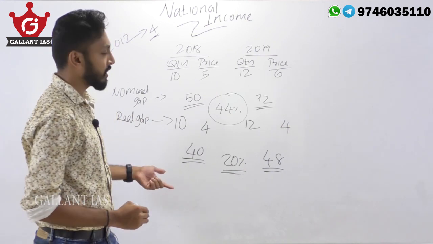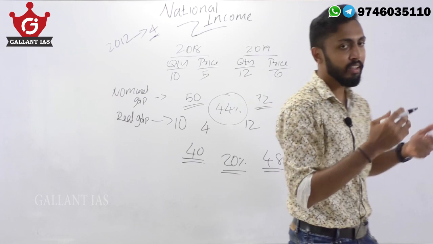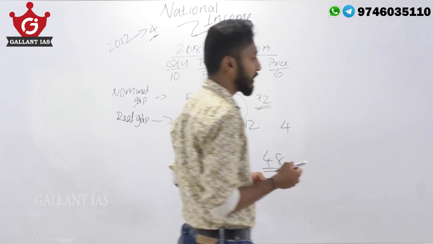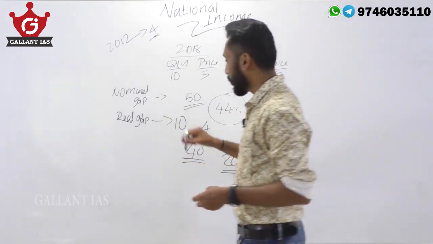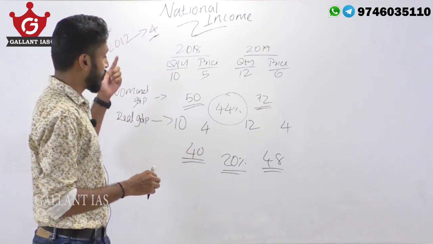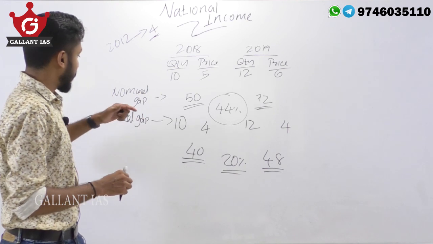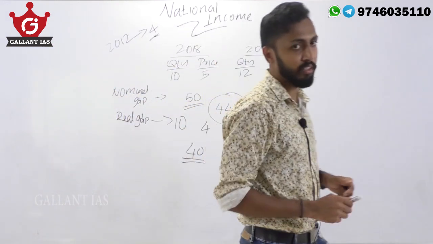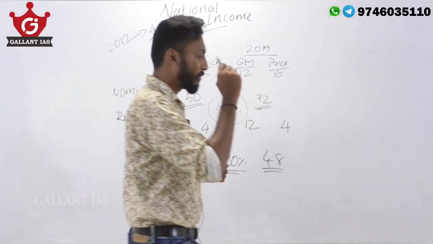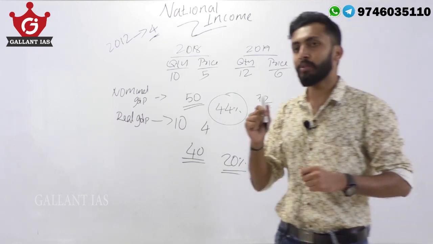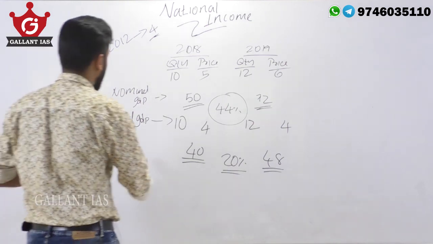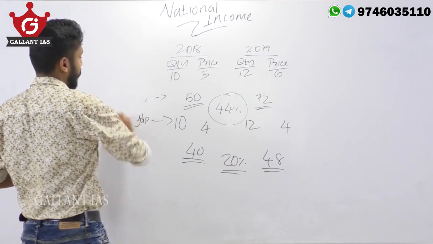So real GDP gives a clearer picture of the economy. It is more reliable than nominal GDP because it does not take into consideration inflation or currency fluctuations. Real GDP is inflation adjusted. Nominal GDP is without adjusting for inflation. That is the difference between nominal GDP and real GDP. So let's go into the next measure.